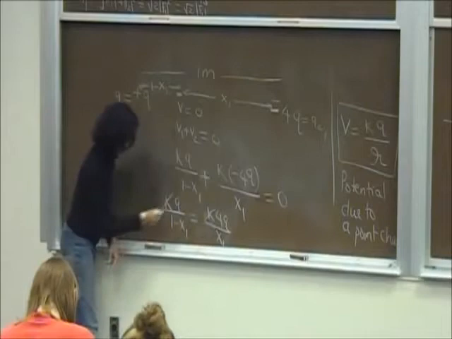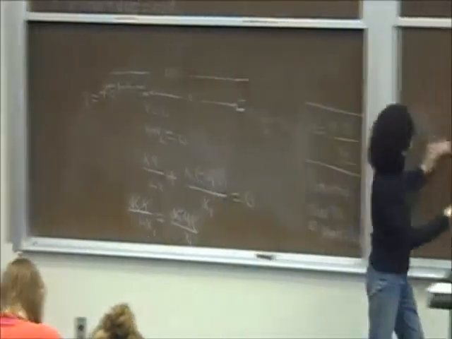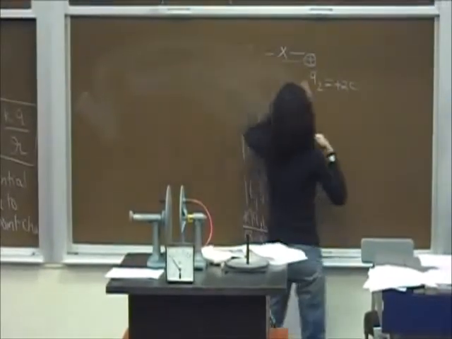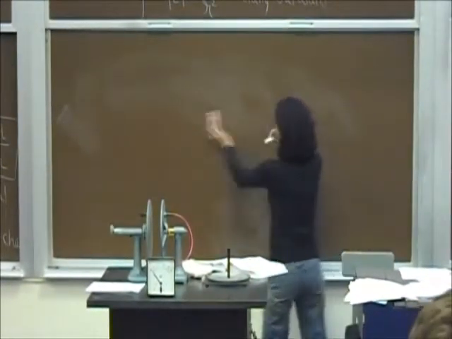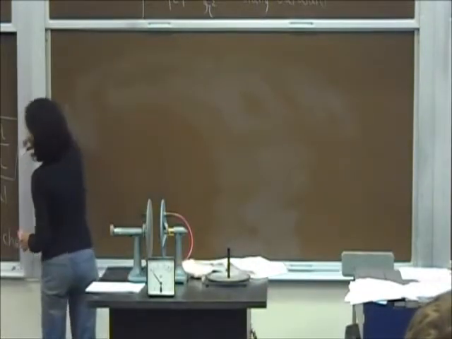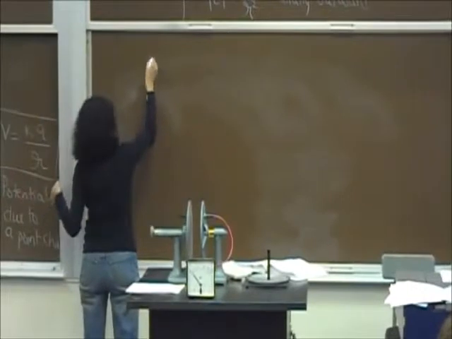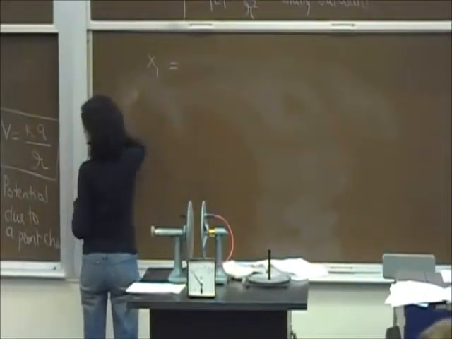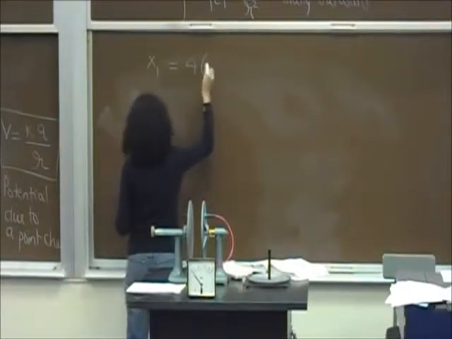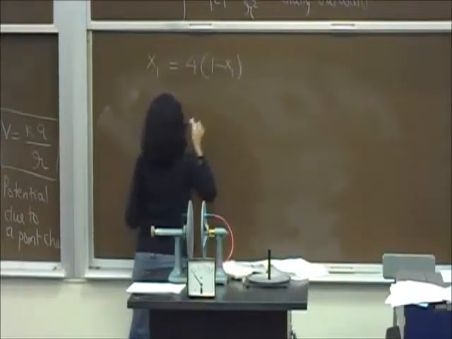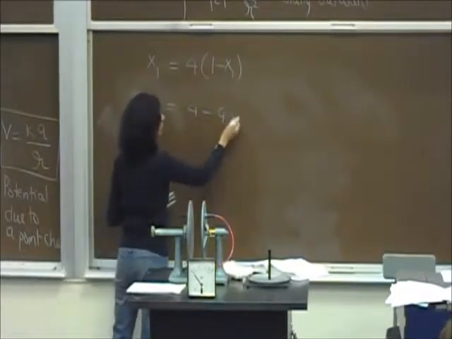If I divide both sides by K and Q, I get this. Notice if I cross multiply, I get x1, or we can even call it x, we don't have to call it x1, is 1 minus x1. So that means x1 is equal to 4 minus 4x1.